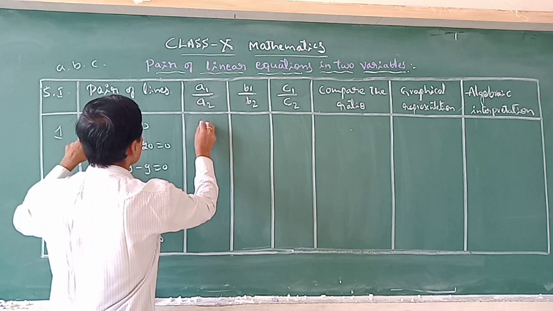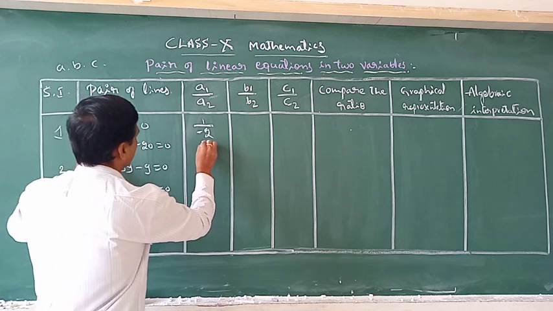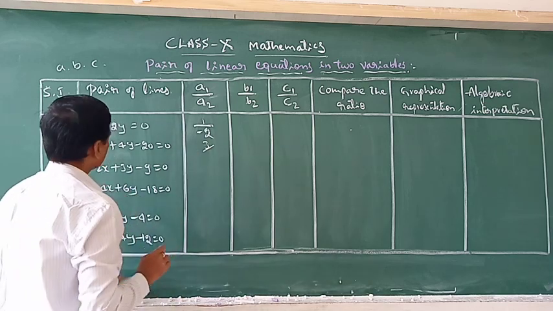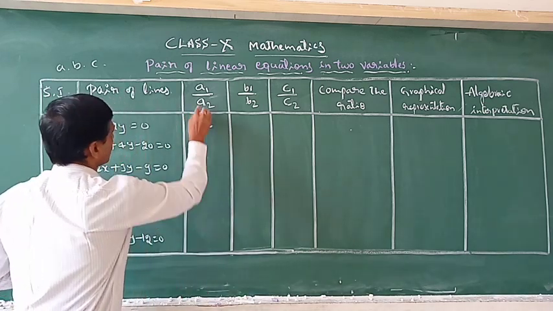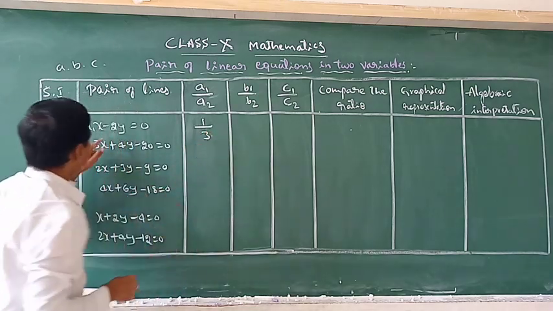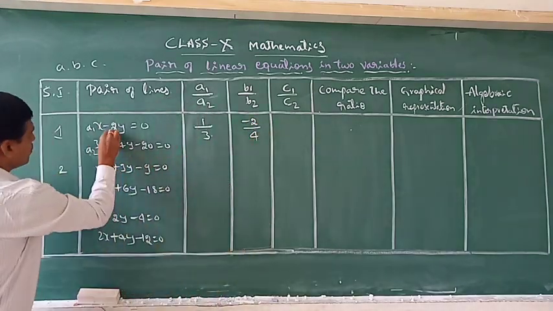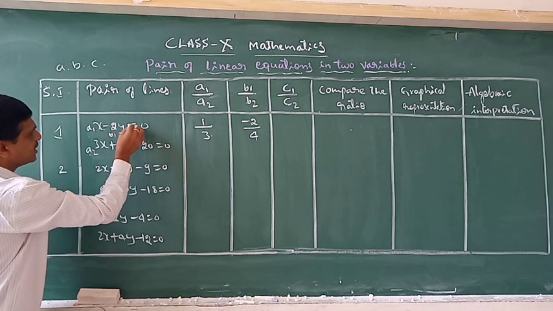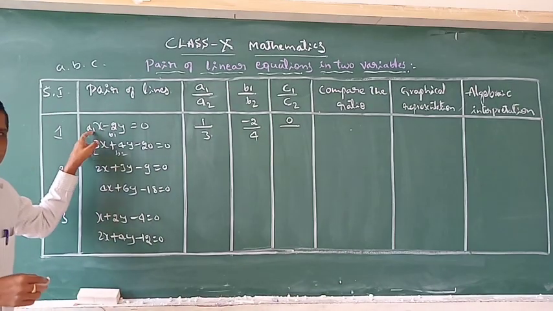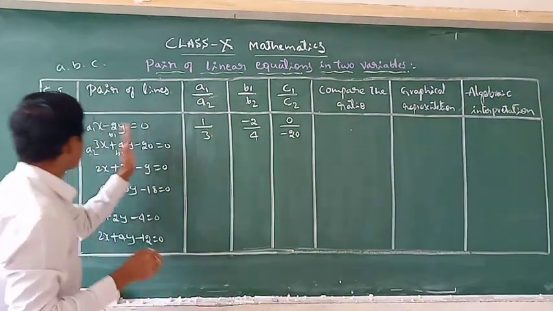Here a1 is 1, and a2 is 3, so the ratio is 1 by 3. Now consider b1, minus 2, divided by b2, 4. In the same way, c1 is not there, so we put 0, because in the standard form it becomes 0. Here it is minus 20. So one expression is over.